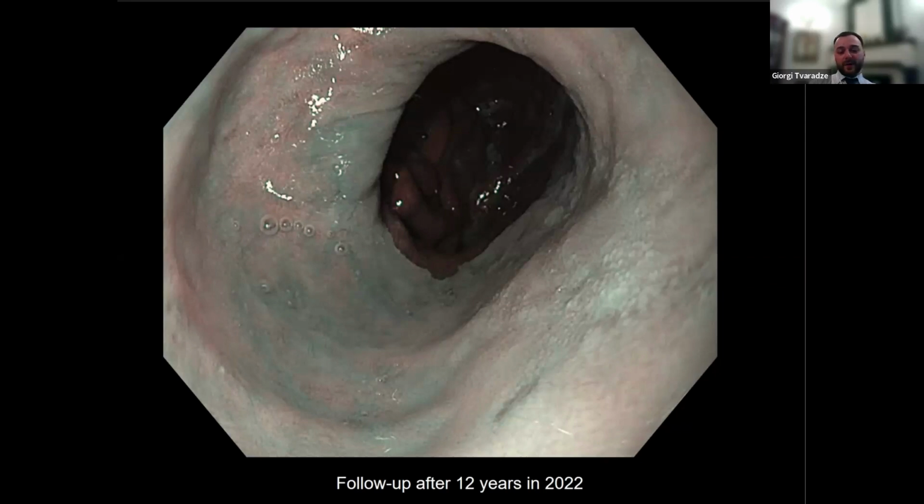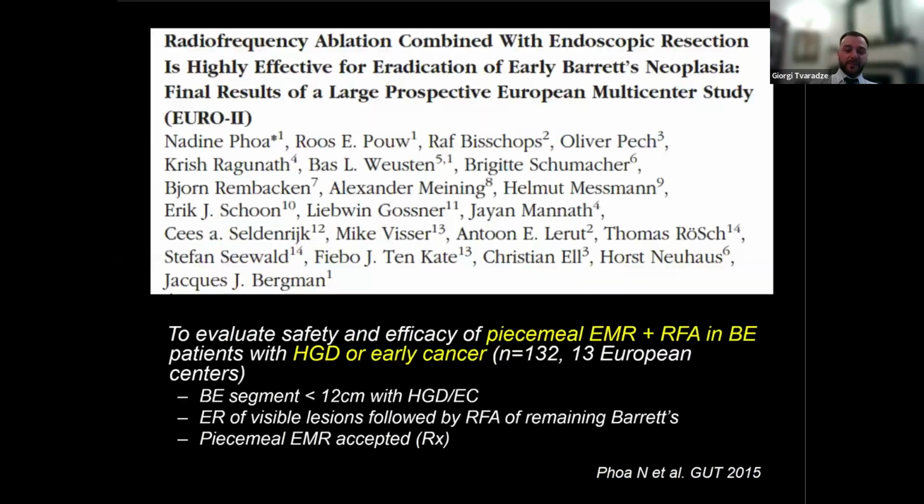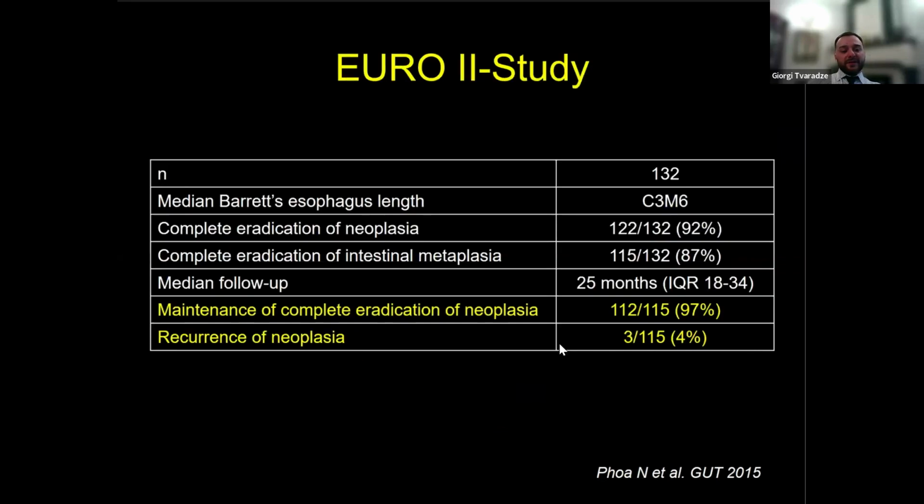But here is one small problem. You cannot achieve R0 resection. In this case, you will get Rx. It means that the vertical margin is negative and the horizontal margin is positive. But this is accepted for mucosal cancers. This concept has been proven in a European multicenter study with 132 patients. It shows effective piecemeal EMR plus RFA for high-grade dysplasia or early cancer. We can achieve complete eradication of the whole neoplasia in 97%, and the recurrence rate is only 4%. But even this 4% we can treat endoscopically.